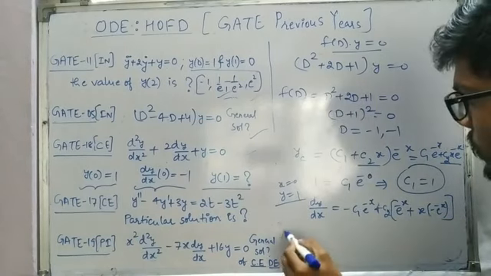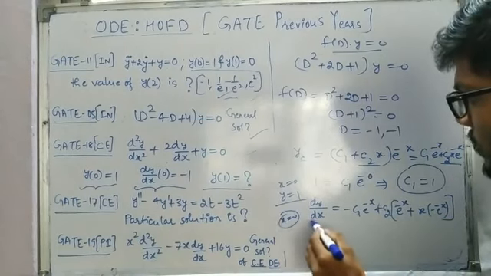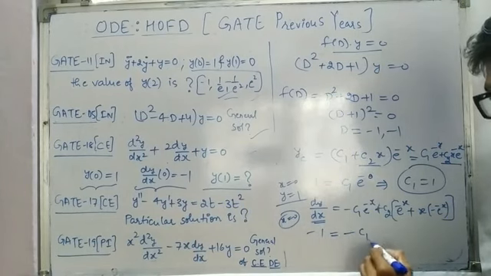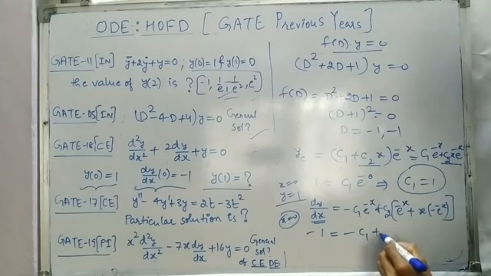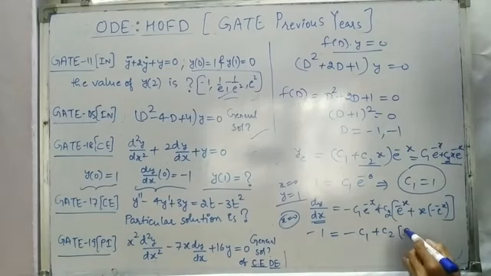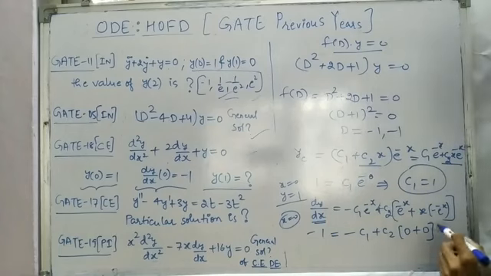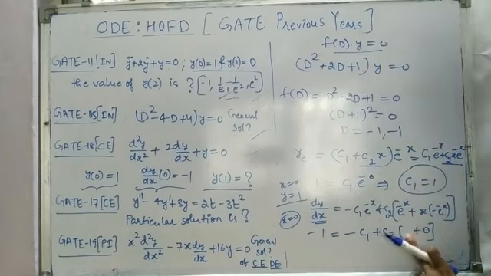So at x equal to 0 the dy by dx is equal to minus 1. So at x equal to 0, this is going to be 0 plus c2, and at x equal to 0, this is 0, and this is also 0. So we have a term like e power 0, which is nothing but 1, sorry.